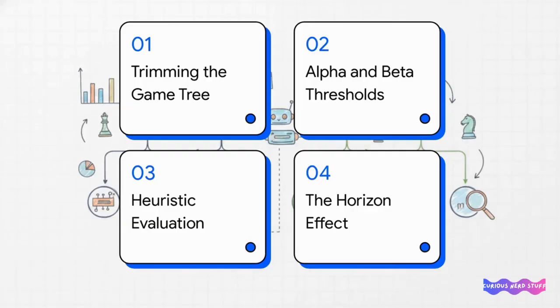Okay, let's dive into this. We are going to map this out in 4 exact steps. 1. Trimming the game tree. 2. Defining alpha and beta thresholds. 3. Building heuristic evaluation functions. And finally, 4. Overcoming the horizon effect.